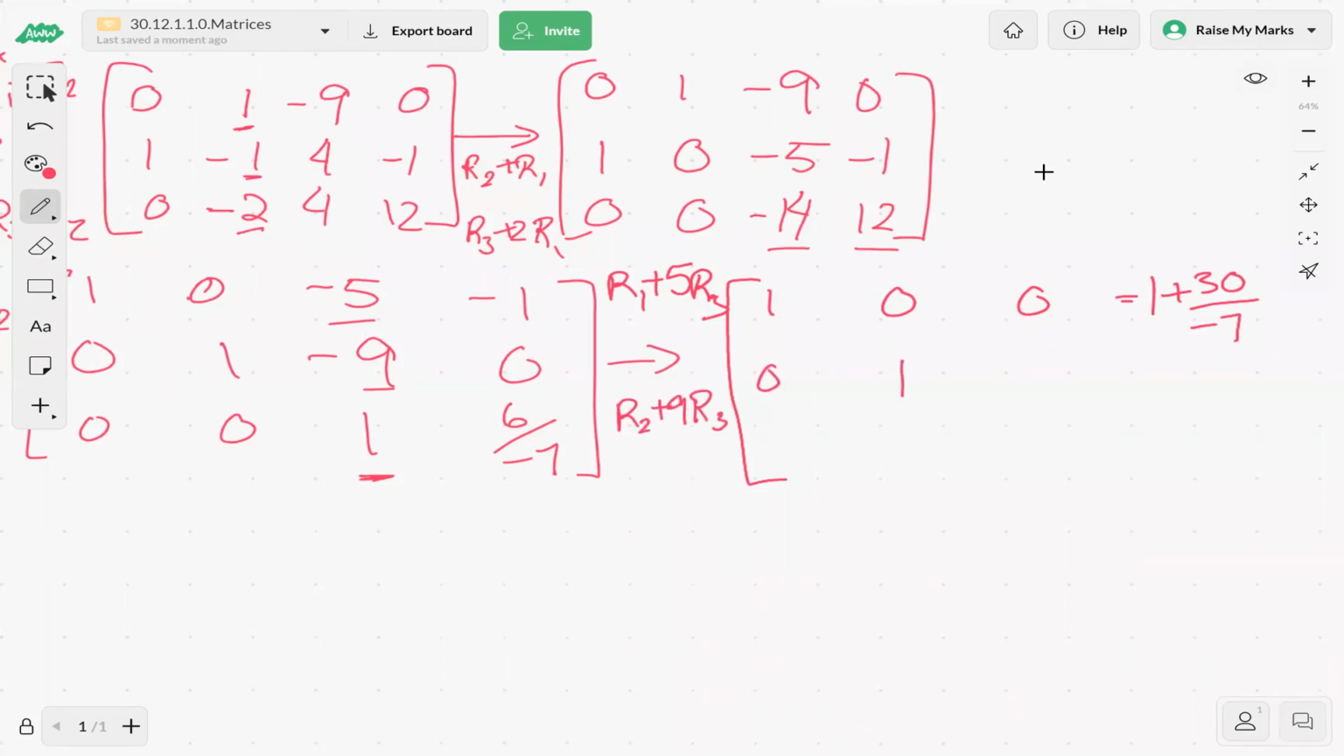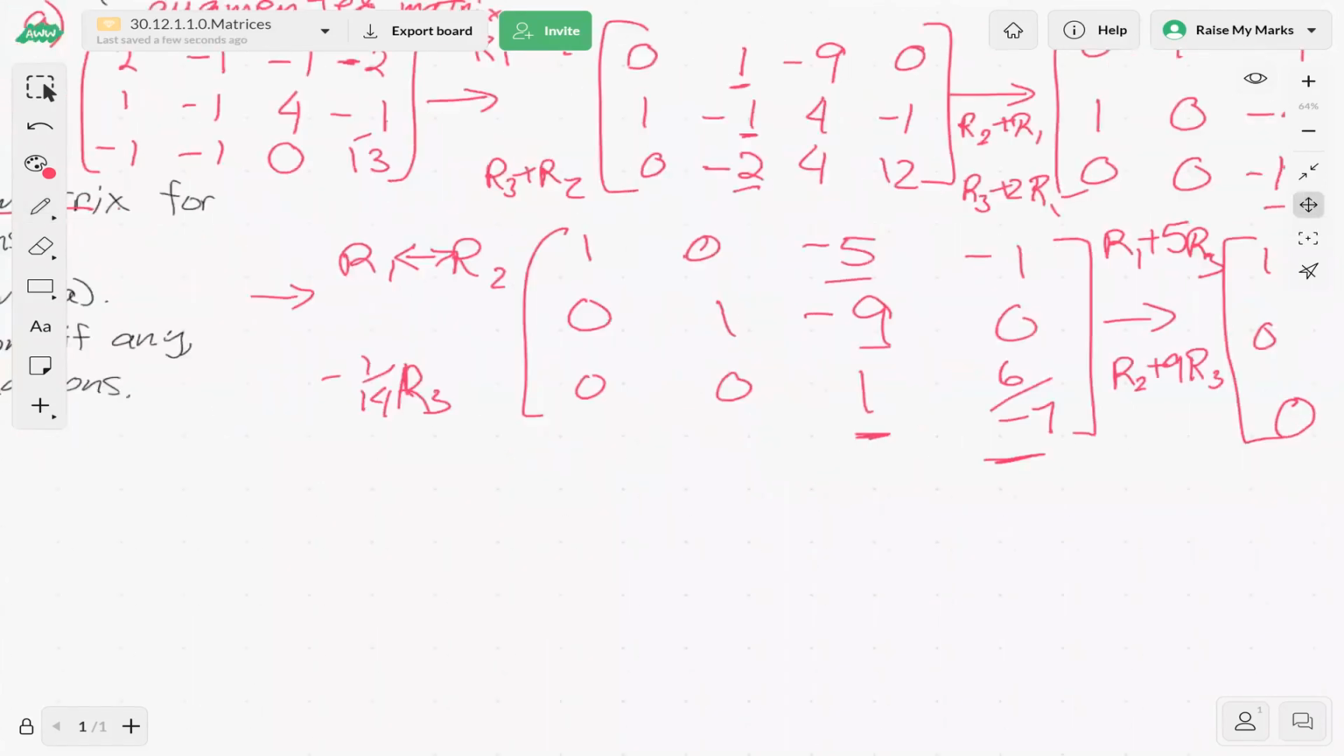0, 1, 0. All right, and then we have 9 times this. So 9 times 6 is 54 over -7. And 0, 0, 1, 6 over -7. Okay. All right, that's not so bad. Okay, good. So it looks like we're finished row reducing.